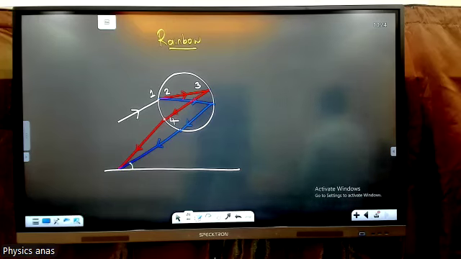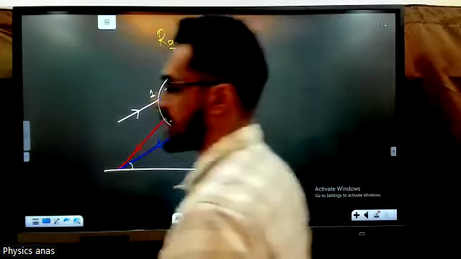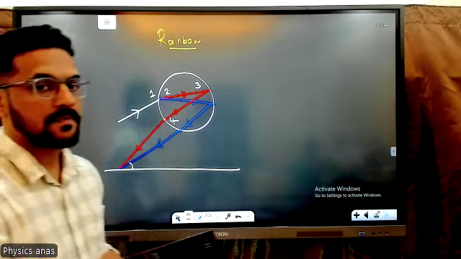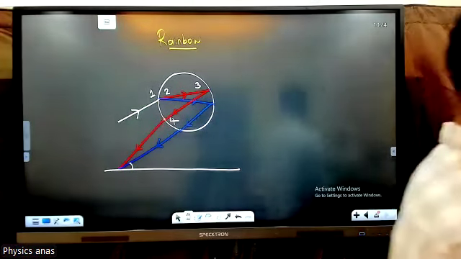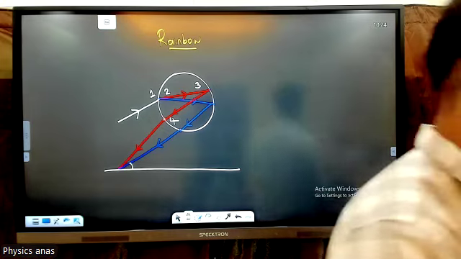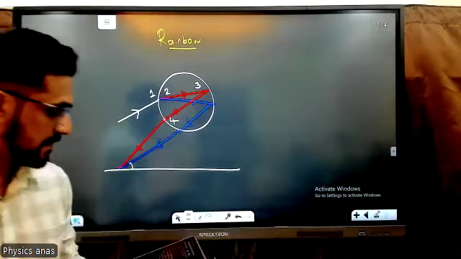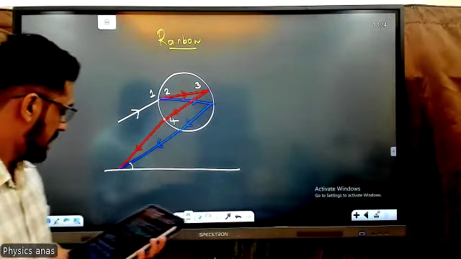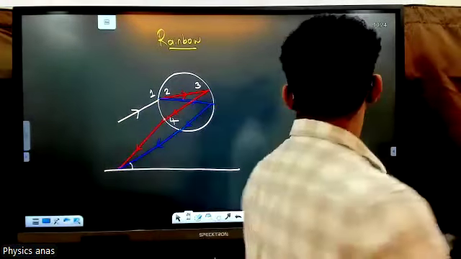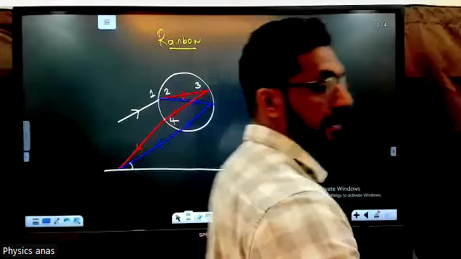You can write rainbow. That's all. Heading: Rainbow. We don't need this textbook. The picture will be the same as the picture in the textbook. Okay, you can write rainbow. That's our heading.